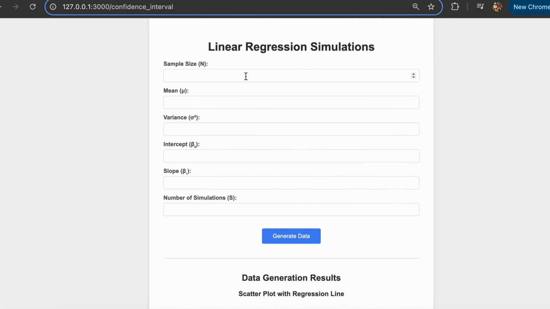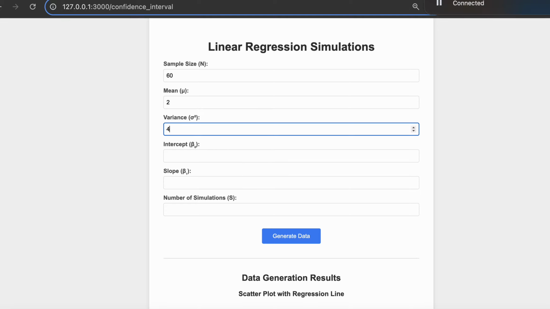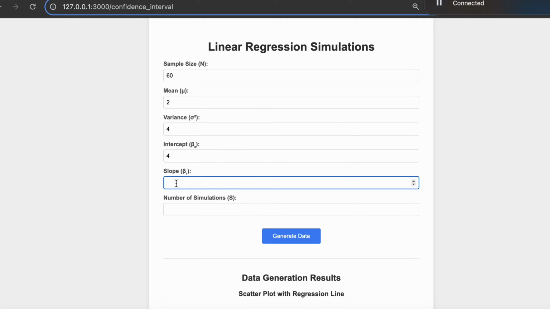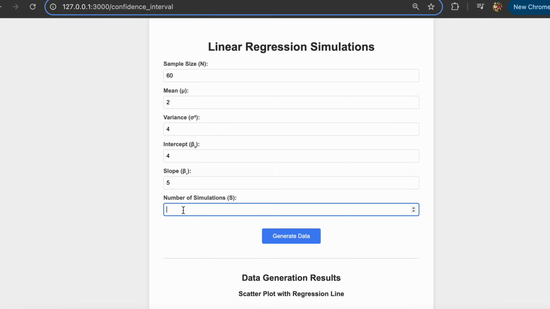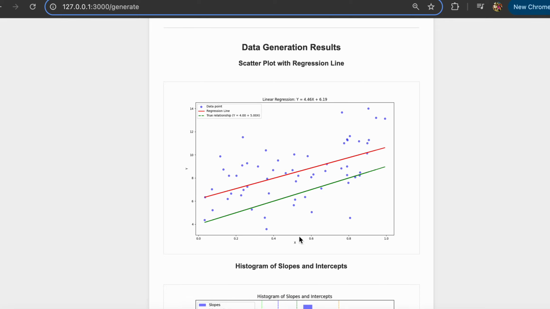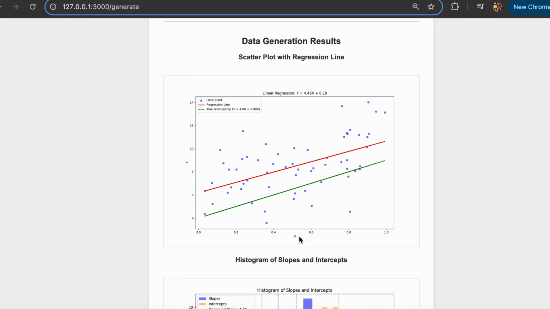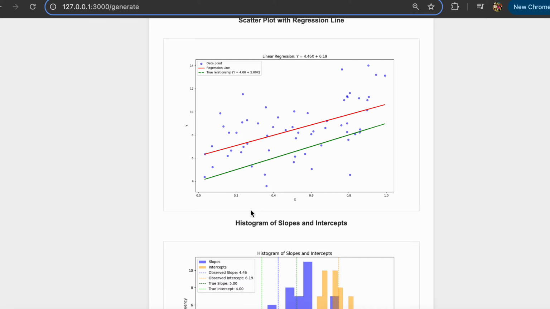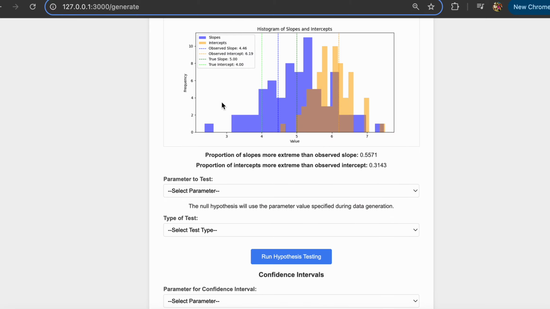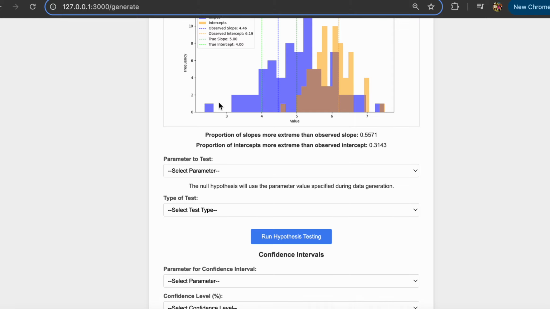We can also try to run different numbers and see the differences here. For example, I try to incorporate something like this. So in this case, we're a little bit off compared to the last one. Here, x is from 0 to 1, where we're randomly generating numbers from 0 to 1. This is the histogram.